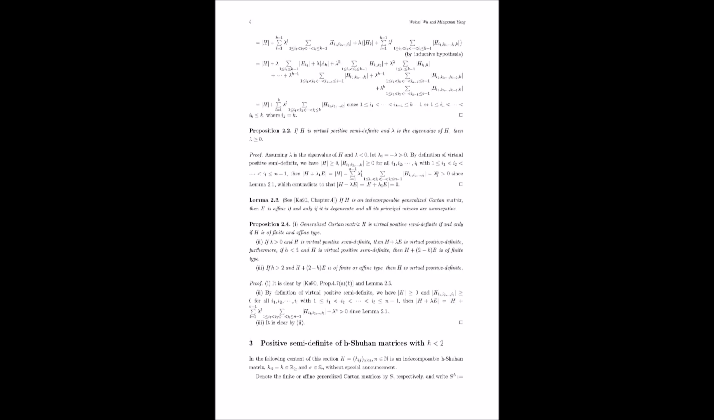Are you ready for the main event now? I think so. What is it? The culmination of all of this groundwork is Theorem 3.9. It provides a complete classification of when an h-Coxeter matrix with h less than 2 is positive semi-definite, virtually positive semi-definite, or generalized positive semi-definite. So it's like the big reveal, the culmination of all these lemmas and propositions.